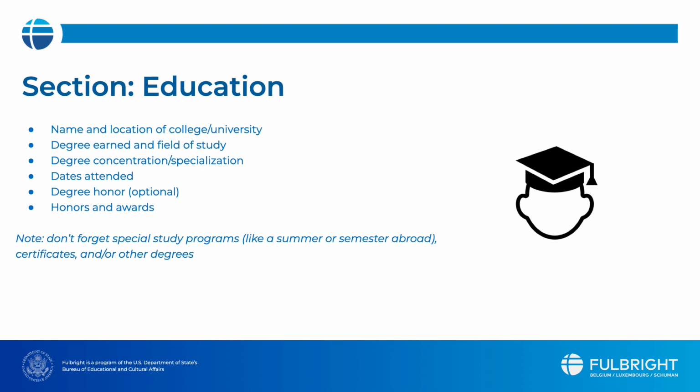So in the education section, you should include details about any post-secondary education, such as the college or university where you completed your bachelor's or master's. When we say location, we mean the name of the city, so not the exact address. You should also include the dates you attended, the degree you received, the concentration or major you did when applicable, and optionally the degree honor if you want to include that. For example, graduated with distinction.